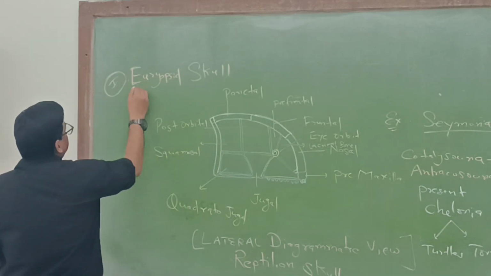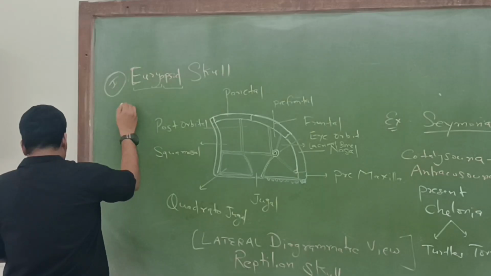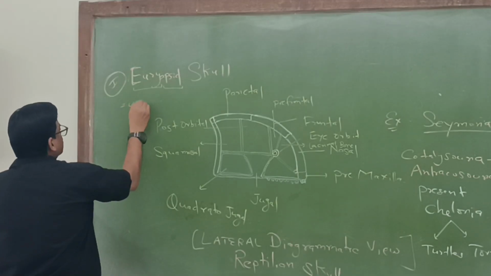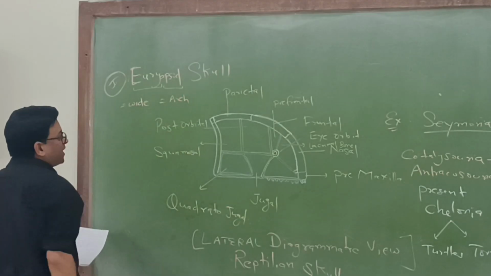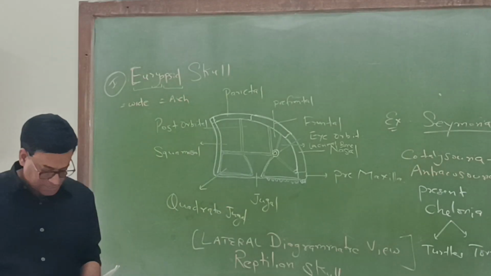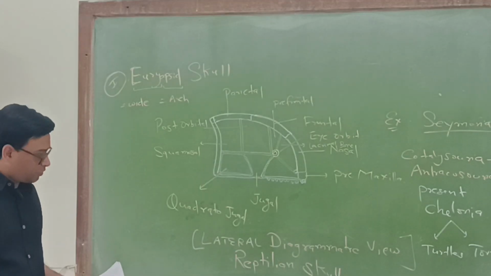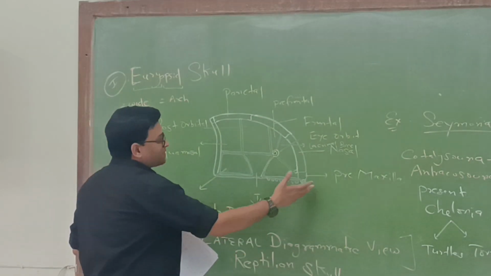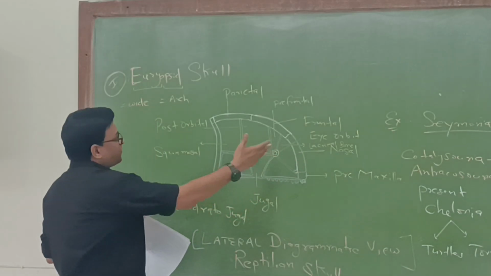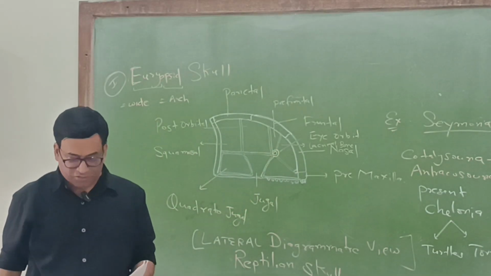This Eury means actually wide, and apsid means arch. So basically they have one arch, which is actually a wide arch, and the name of the skull is Euryapsid skull. Got my point? It will have the same bones, the premaxillae and the nasal and the frontal and the parietal, same format of the bones.